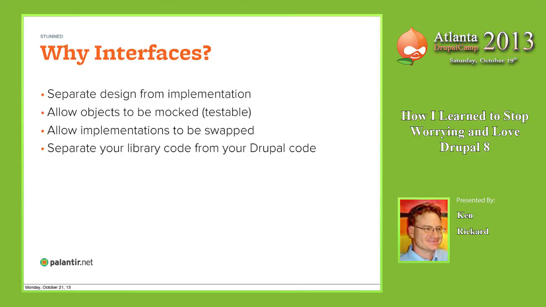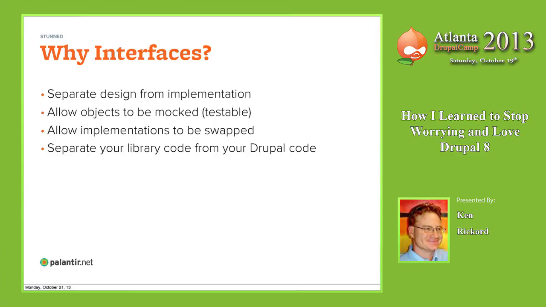These are the arguments it takes. But it doesn't actually do anything. It just tells you, go implement this. Go make this happen. Right? They allow objects to be mocked and tested. That's a PHPUnit thing that I wish we had a good session on at this camp. We don't. Oh well. PHPUnit is fascinating.